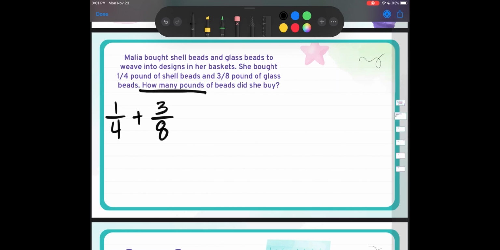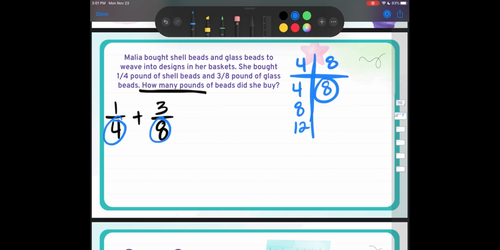Well, we know from trying to add fractions with models that we can't add fractions that have different denominators. So what I need to do is take my denominators, which are 4 and 8, and find their least common denominator. In order to do that, I need to list the multiples of 4 and 8 and figure out the first multiple that they both share. Well, for 4 we've got 4, 8, 12, and for 8 we've already got 8. 8 is going to be the first one that they share.